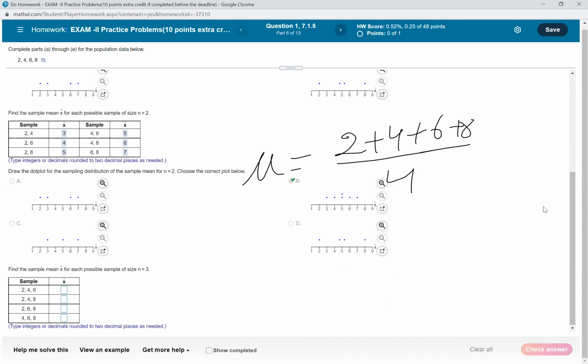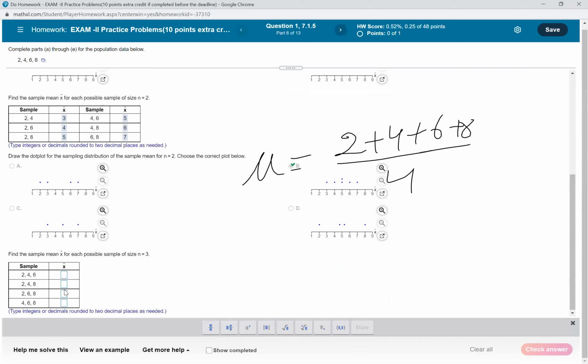Okay, so now you need to construct the sampling distribution for sample size 3. So the sampling distribution will be here. This is 10 plus 2, 12 divided by 3. It will be 4. And this one is 8 plus 4, 12 plus 2, 14 divided by 3. So it will be 14 divided by 3, which is 4.67, to 2 decimal places. And this one will be 14 plus 2, 16 over 3.